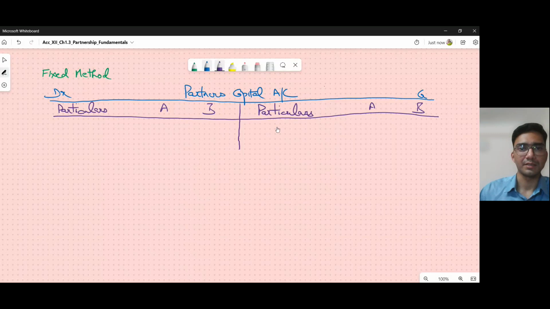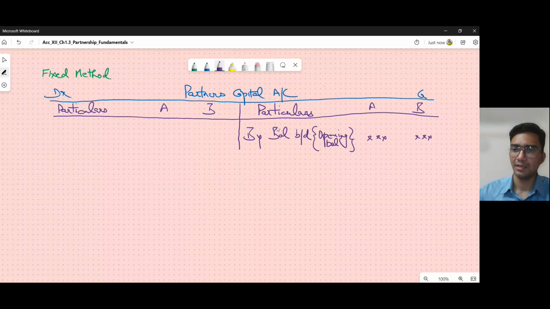The first item that we're going to write in this is by balance brought down. So as I said sometime back, this always has a credit balance. So the opening balance will come on the credit side. This is my opening balance. So let's say these two partners have a balance mentioned. So in my format, in my pro forma, the opening balance will come on the credit side.